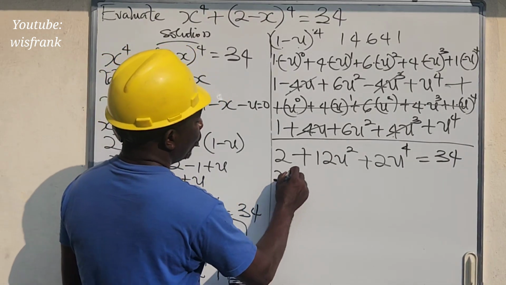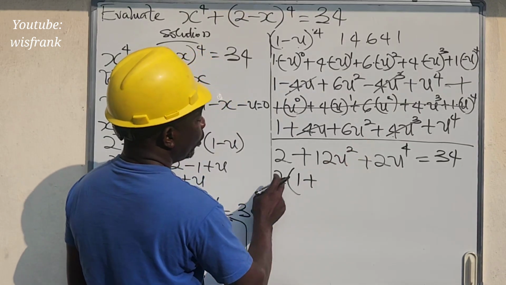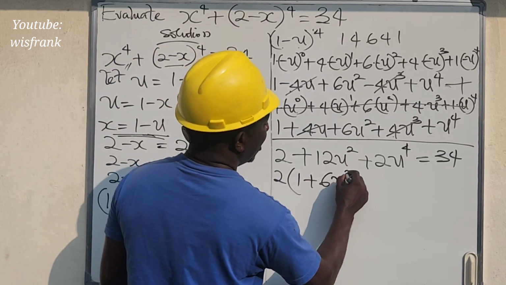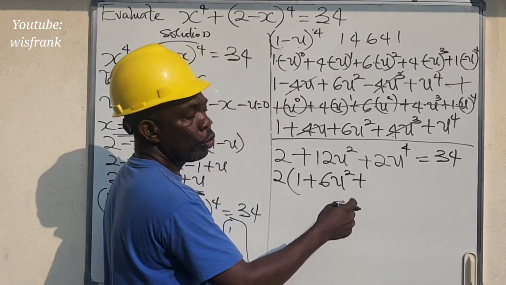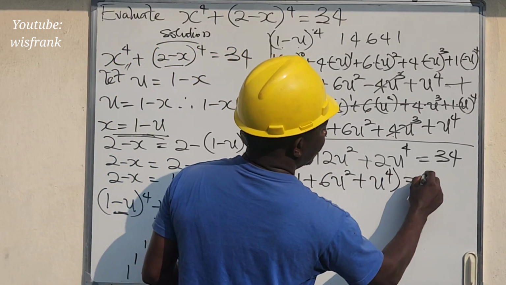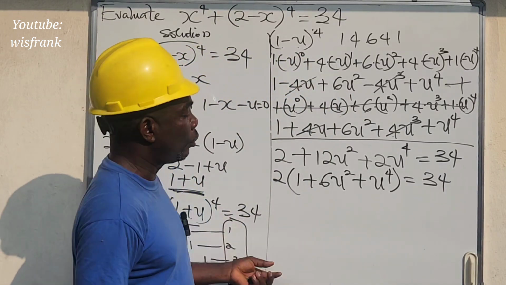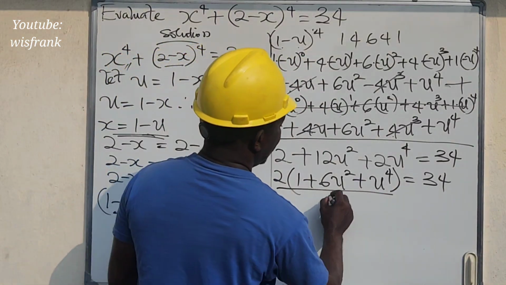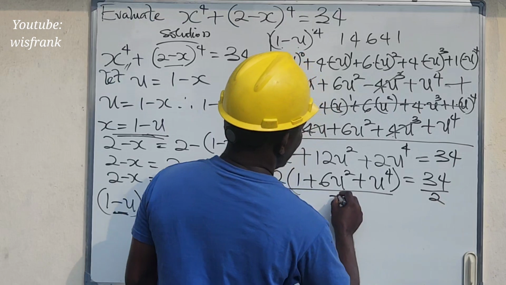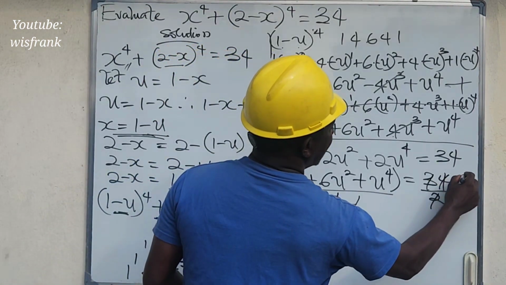So we have 2 divided by 2 gives us 1, plus 12u to the power of 2 divided by 2 gives us 6u to the power of 2, plus 2u to the power of 4 divided by 2 gives us u to the power of 4, equals 34. So here we can divide both sides by 2. Dividing this side by 2 and dividing this side by 2, 2 cancels here, 1, and 2 cancels here, 1. 2 cancels here and 2 cancels here, 17.